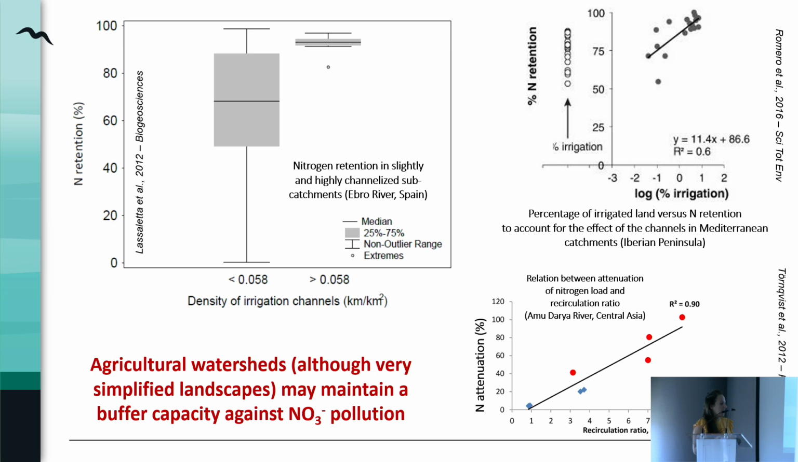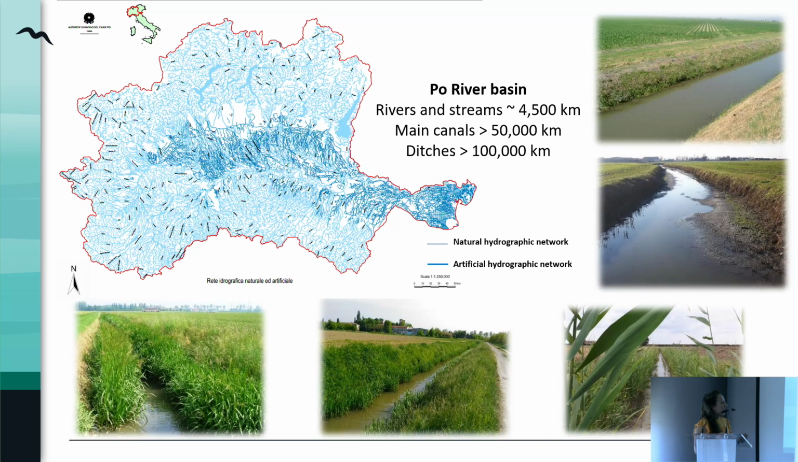This is a first evidence that there is a link between the capacity of the basin to act as a sink for nitrogen and the management of water, especially during the irrigation period. For example, in the Po River Basin, you can see that main canals and ditches, the extent of this ecosystem can be up to 2 orders of magnitude higher than large ecosystems such as rivers and streams.